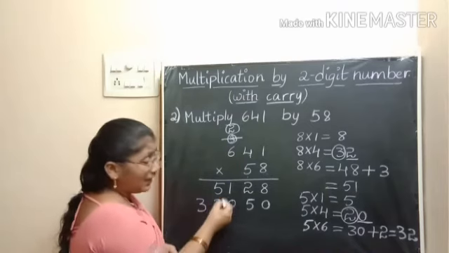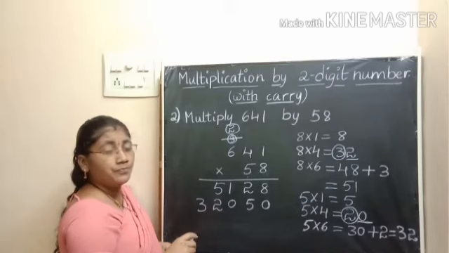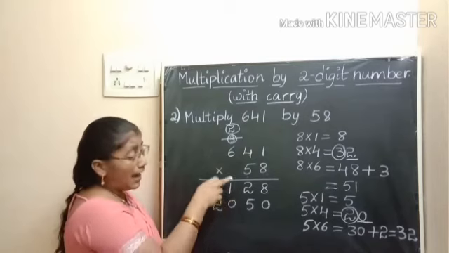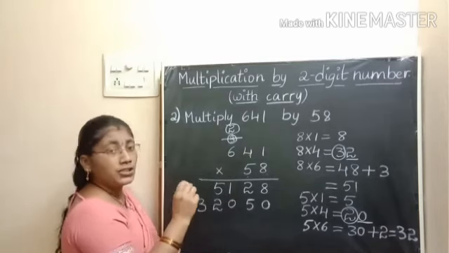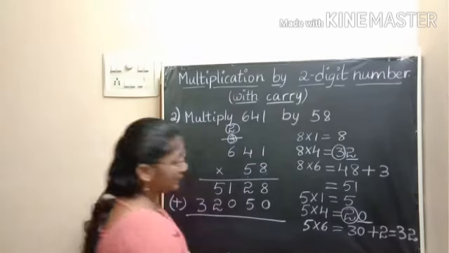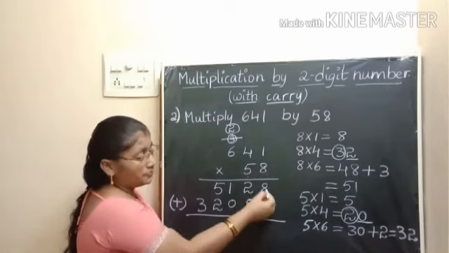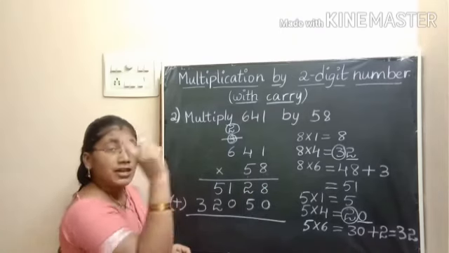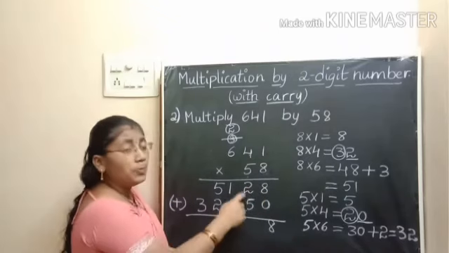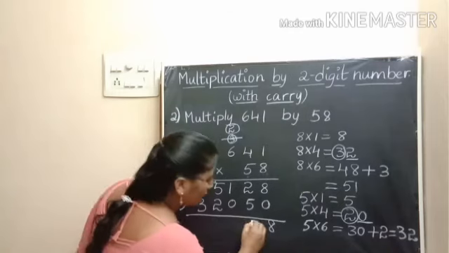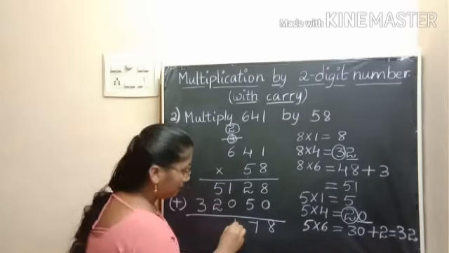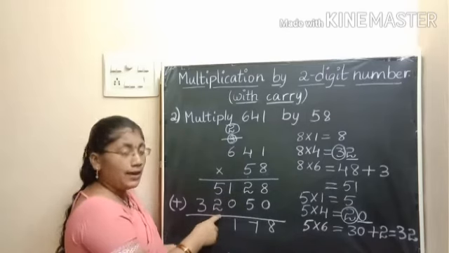So here we get 2 lines as a result. To get our final result, we should add these 2 lines. Understood, children? Now add these two. Addition also we should start from the ones column. 8 plus 0 is 8. 2 plus 5, how much is it? It is 7. 1 plus 0, 1 only. 5 plus 2, again 7.